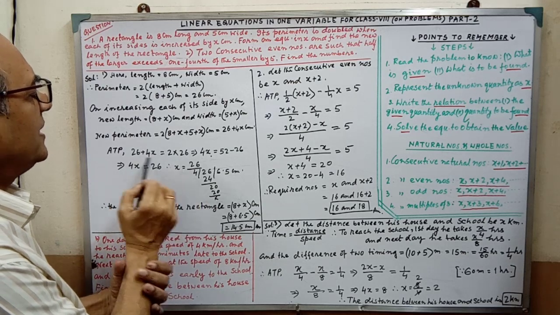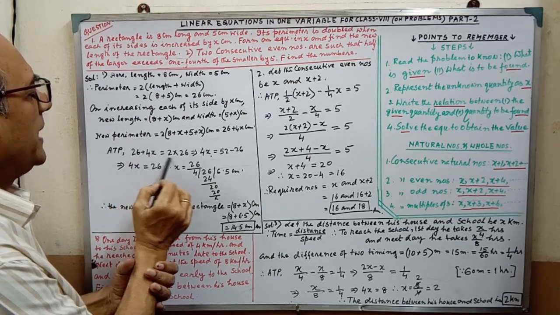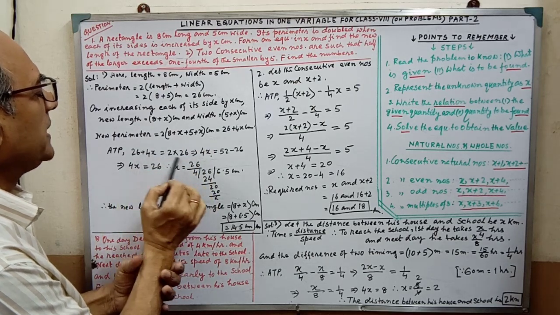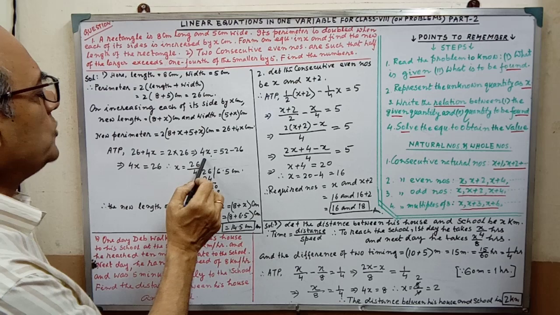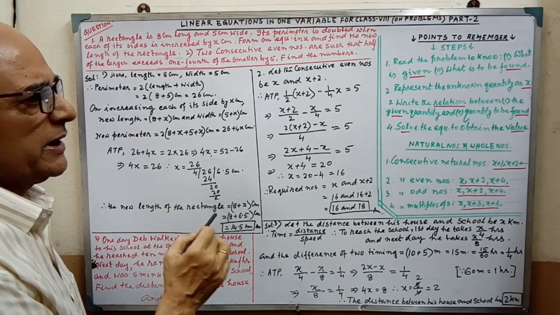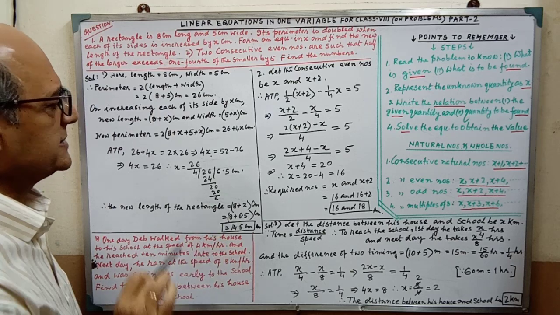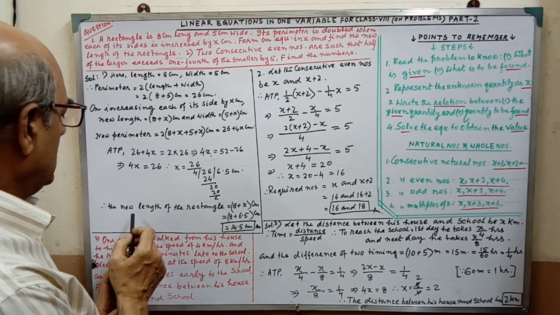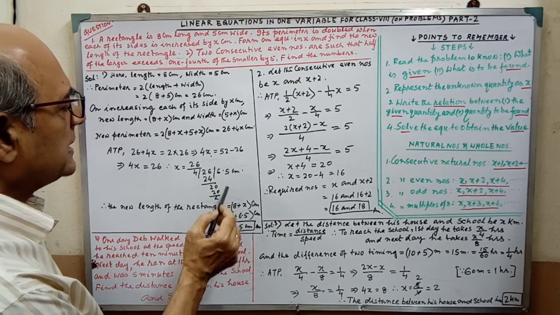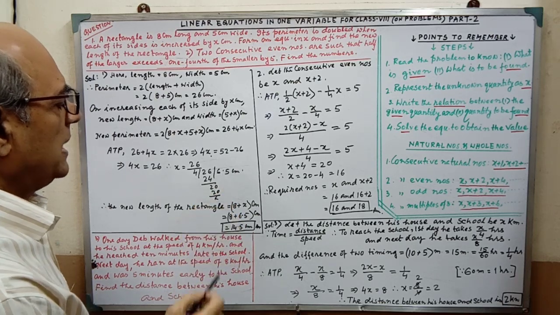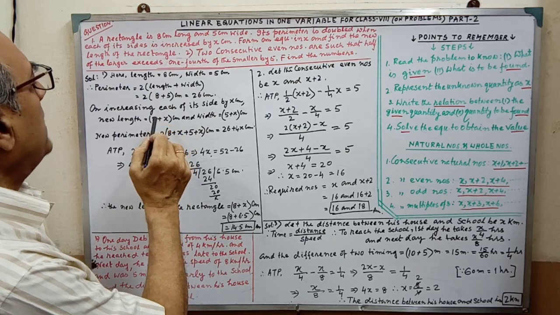So we are getting the equation. By the problem, we are establishing the relation. Then we have to simplify. This simplification you have learned in previous video, so easily you will understand. By simplifying, we are getting the value of x, that is 6.5.